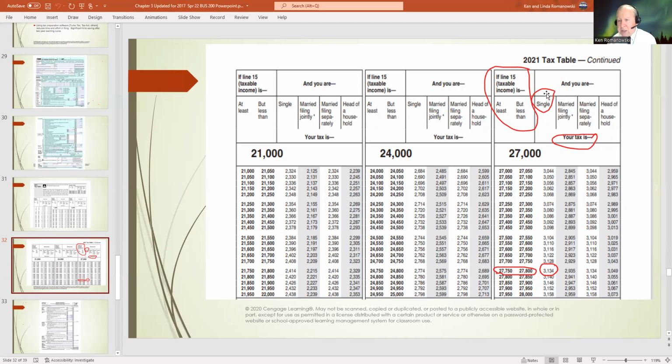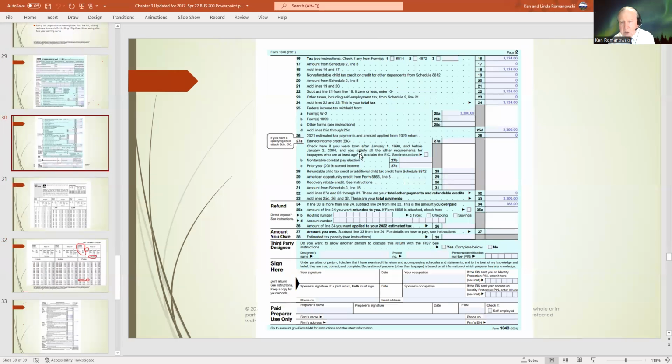So that's what he's going to pay, whatever the tax is that comes out. Remember, he filed as a single taxpayer. So the tax that he owes as a single taxpayer on income that's between 27,750 and 27,800 is $3,134. So that's how much tax he is going to owe based on his taxable income. So remember that number, $3,134. So let's go back to the second page. And this is where you put the $3,134, where it says tax.